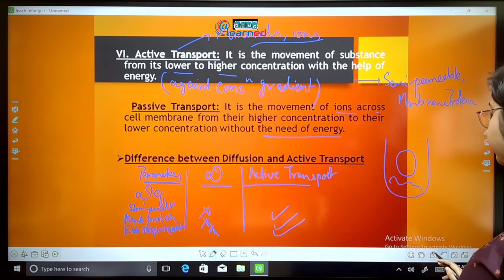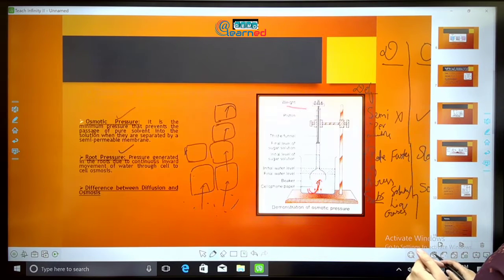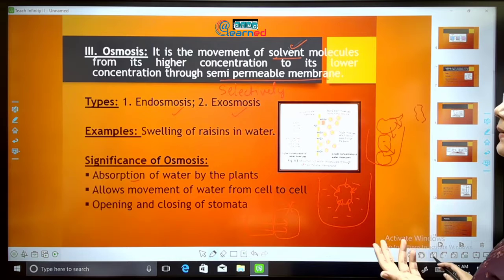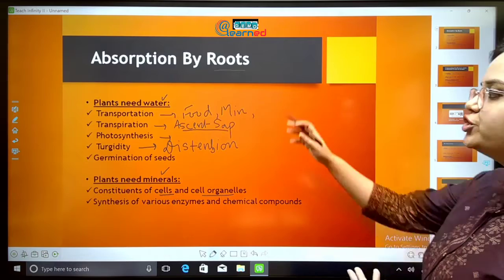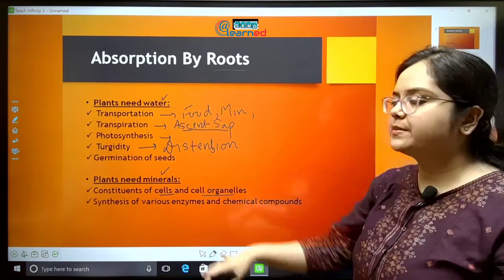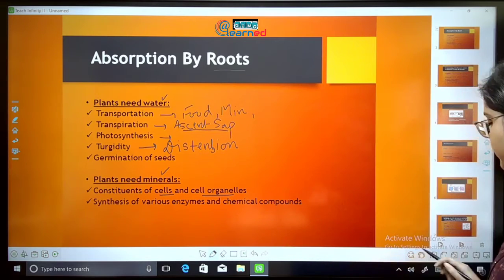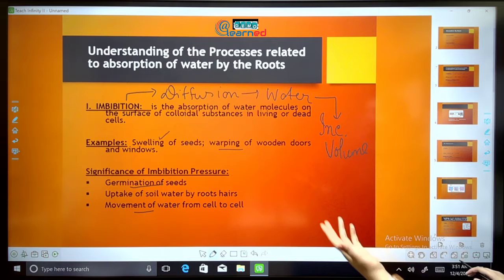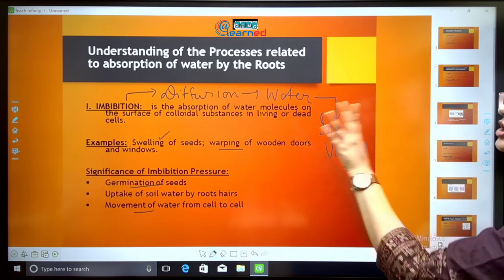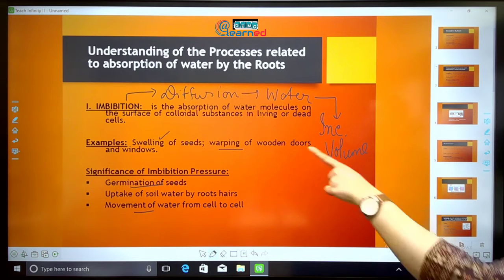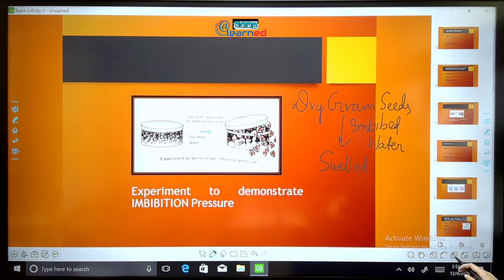So what all have we studied till now? If we have a quick recapitulation, we first spoke of the absorption by roots, what all the roots are absorbing: water and minerals. Water is needed for which processes, minerals are needed for which processes. Then we spoke about understanding imbibition. Under that we studied the first process, that is imbibition. You can quickly go through the definitions and then the experiment to describe imbibition.